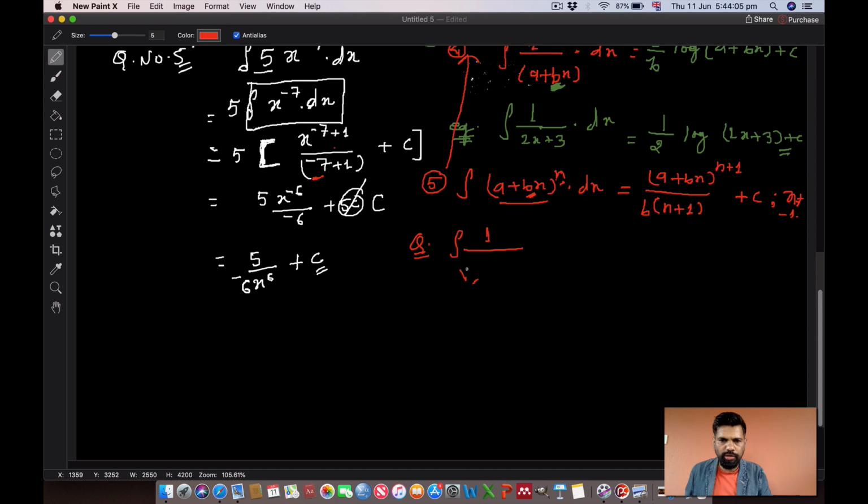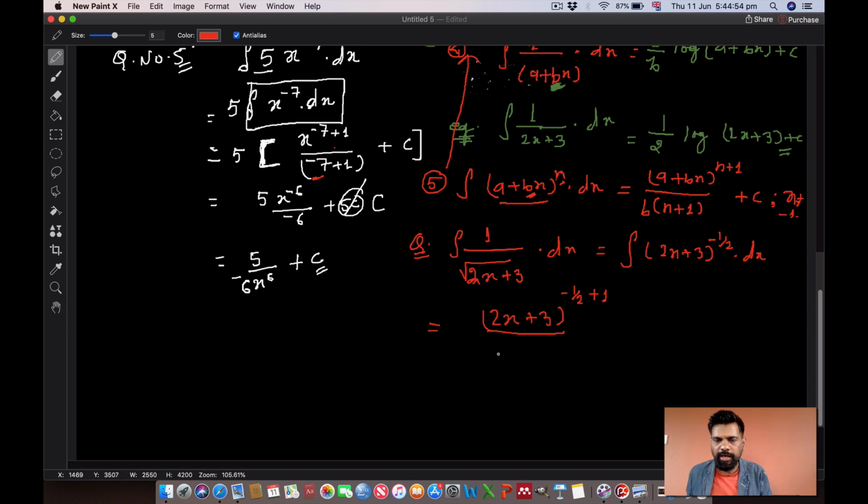The question for this formula is integration of 1 over root of 2x plus 3 dx. What is the solution? We can rewrite it as integration of (2x plus 3) power minus 1 over 2 dx. Then we compare this with number 5. The function 2x plus 3 is in the numerator, and in the denominator n plus 1 is minus 1 over 2 plus 1, and the coefficient of x is 2, so 2 times (n plus 1), plus c.